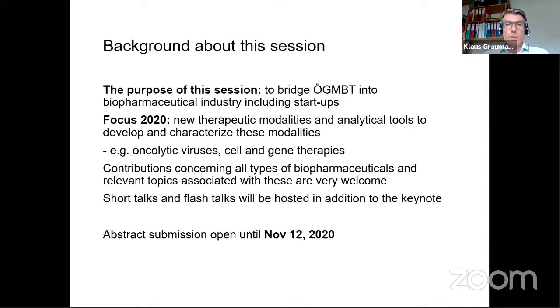And we believe and we know that analytical tools especially will be needed to characterize and understand these products better, and especially also how they work in the human body eventually. So we are looking for contributions, especially for viruses, oncolytic viruses in this case, but in general, cell and gene therapies in the broader sense.